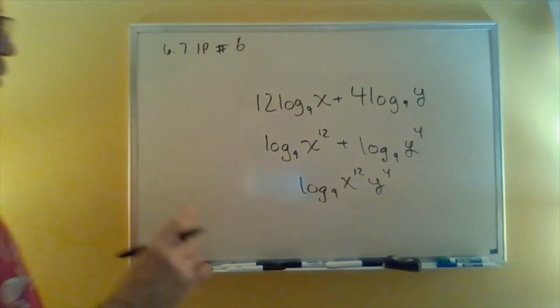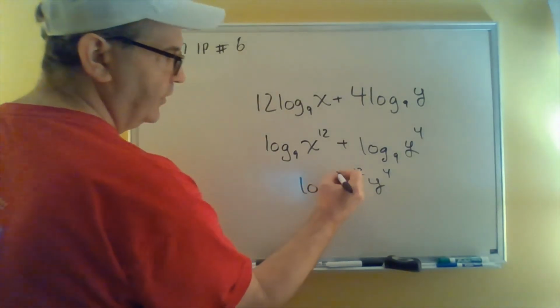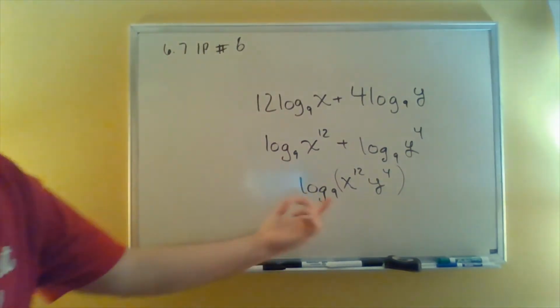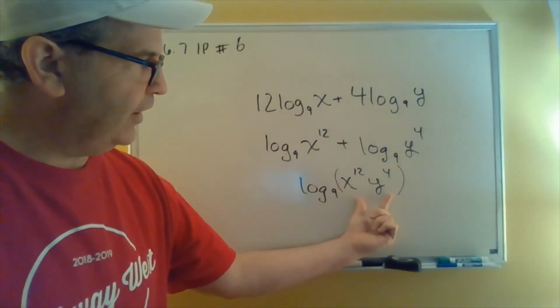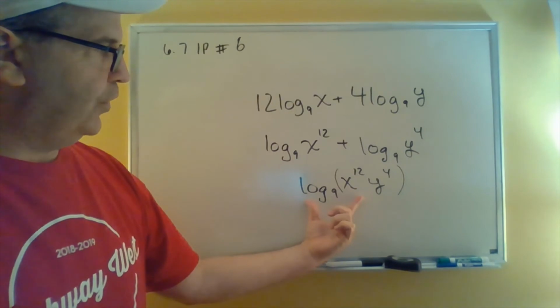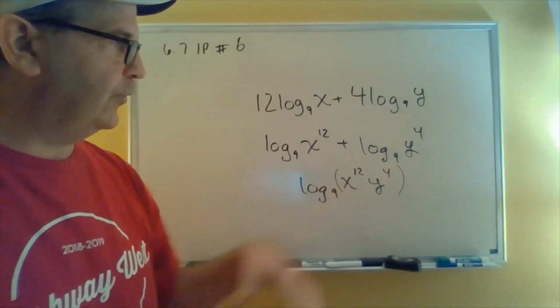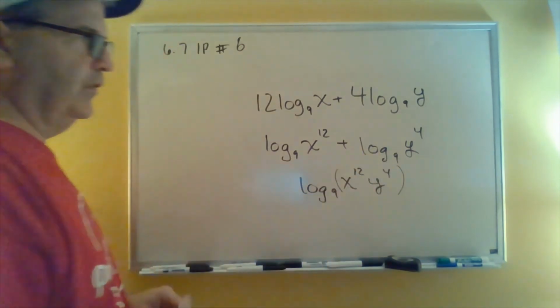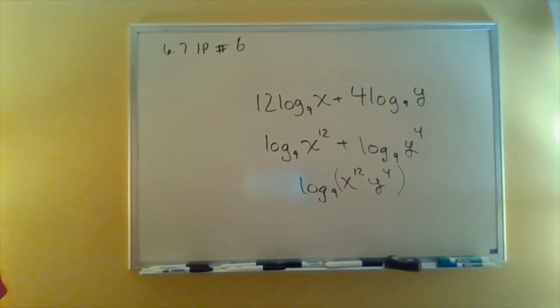Now, one thing you may want to do when you're writing these out is put parentheses over this term here. So that way you know that you're taking the log of this entire term here and not just log base 9 of x to the 12th times y to the 4th, but you're taking the log of this entire expression here. So parentheses might help and make it more clear for the reader in that case.